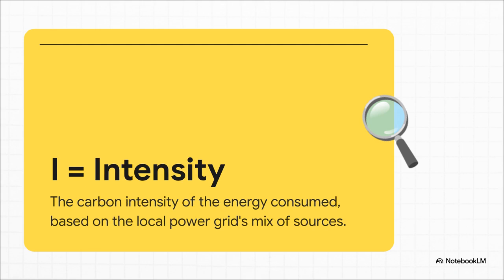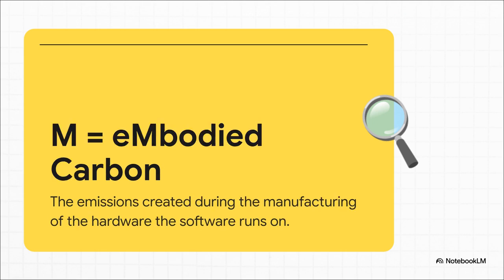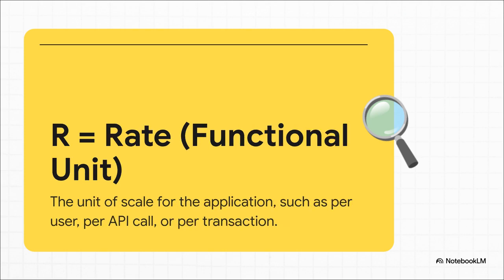So we multiply that by I for intensity. This basically measures how clean or dirty the power from the local grid is. This ties right back to that idea of being carbon aware. You want to run your code when I is low. Next, we add M for embodied carbon. Now this part is fascinating. It actually accounts for the emissions from manufacturing the hardware itself. It's a powerful reminder to be hardware efficient. And finally, to turn all of this into that useful rate, we divide everything by R, our functional unit. This could be anything, per user, per API call, per transaction, whatever makes sense for your app.